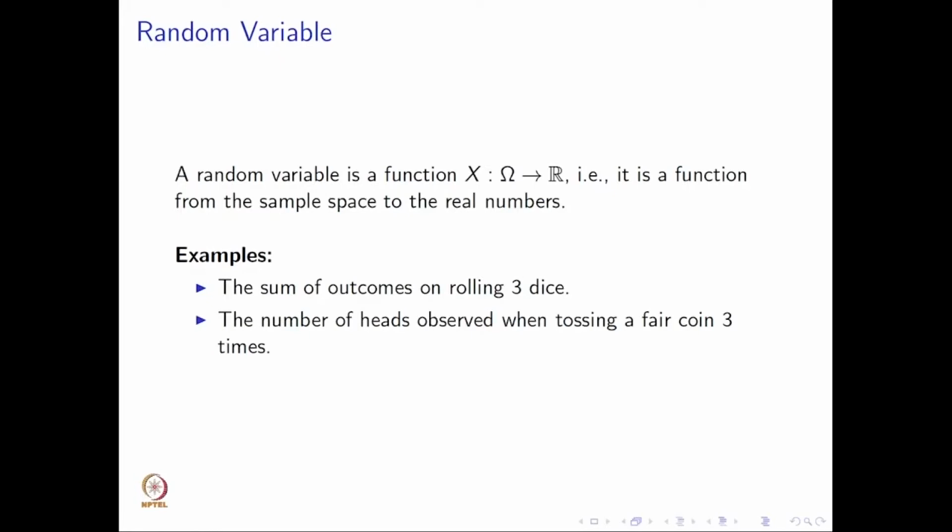Since we are interested in only the sum and not the individual results of the dice rolls, we can define a random variable which maps the elementary outcomes, that is, the outcomes of each die roll, to the sum of the 3 rolls. Similarly, in the next example, we can define a random variable which counts the number of heads observed when tossing a fair coin 3 times. Note that in this example, the random variable can take values between 0 and 3, whereas in the previous example, the range of the random variable is between 3 and 18, corresponding to all dice showing up 1 and all dice showing up 6.